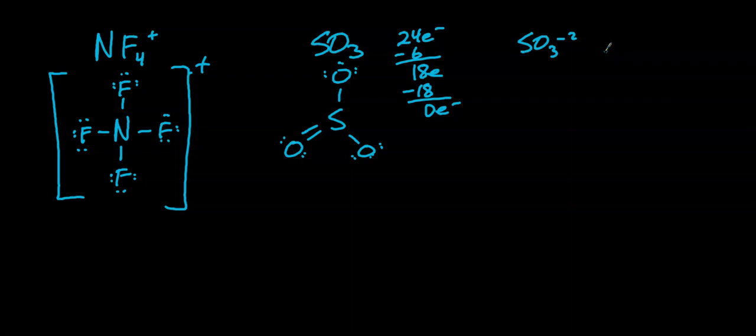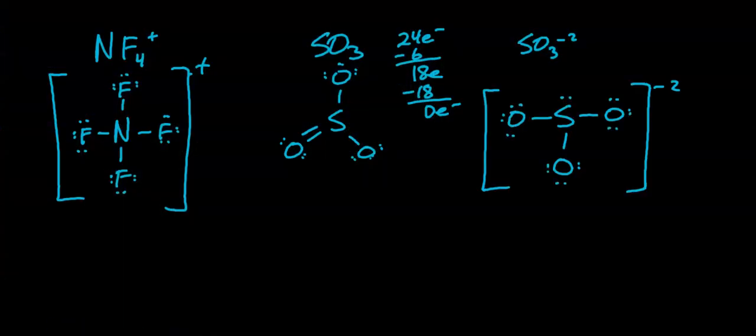Think about what that charge means in terms of the number of electrons it has, and think about what we do when we're counting valence electrons when we have a negative ion. So go ahead and pause the video, draw that Lewis structure now. So here is the Lewis structure for the sulfite ion. Let's go ahead and do some more examples.